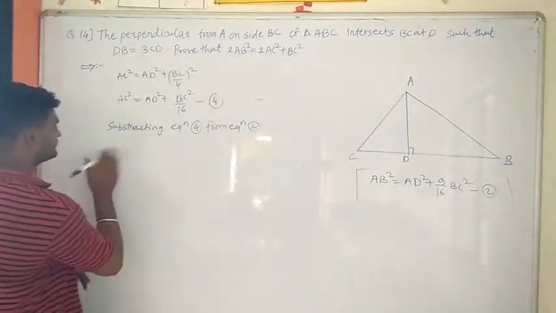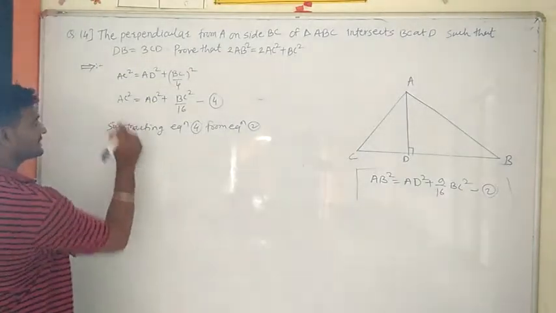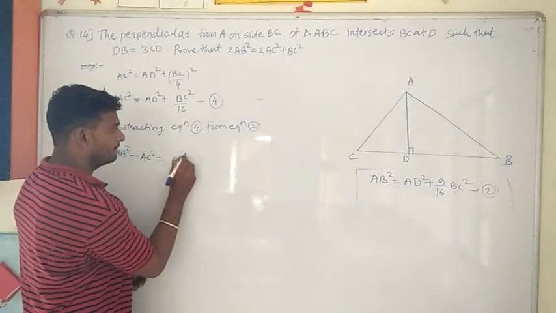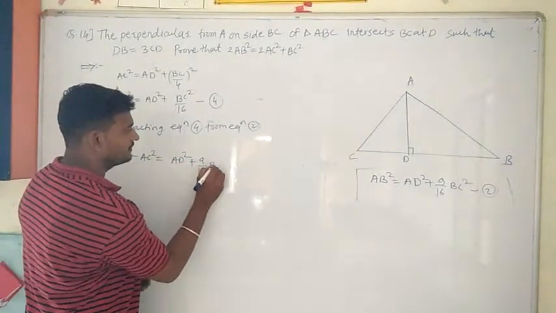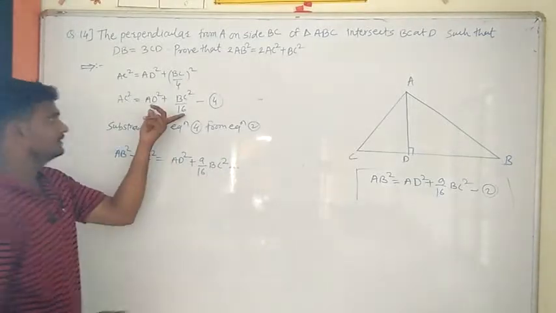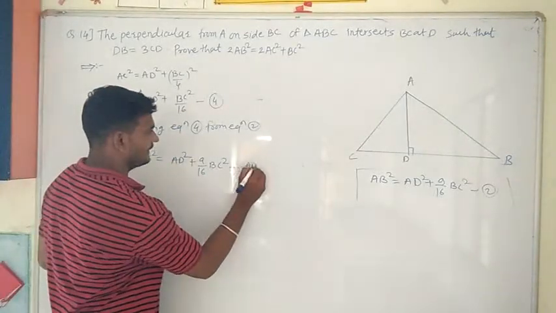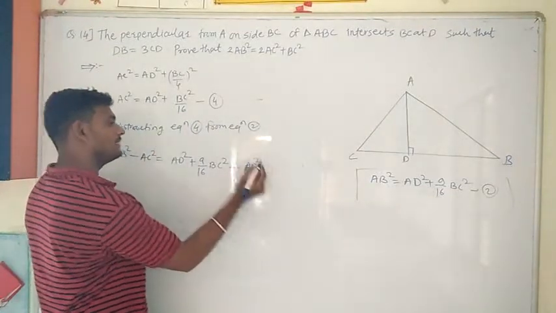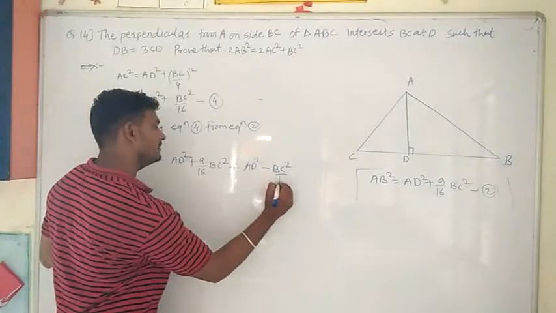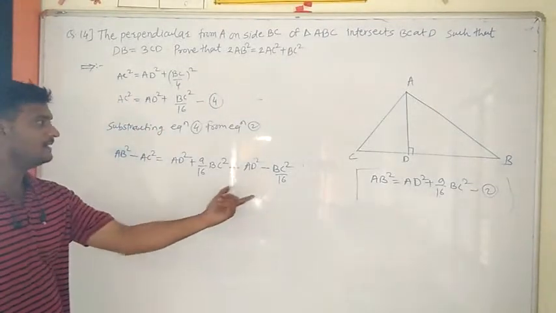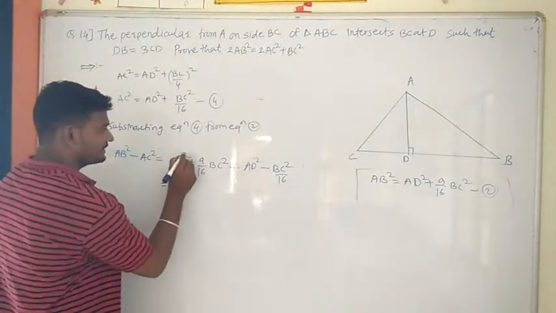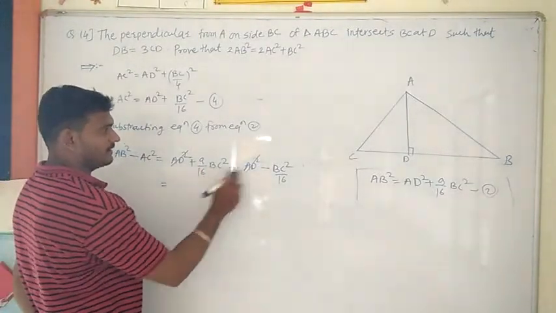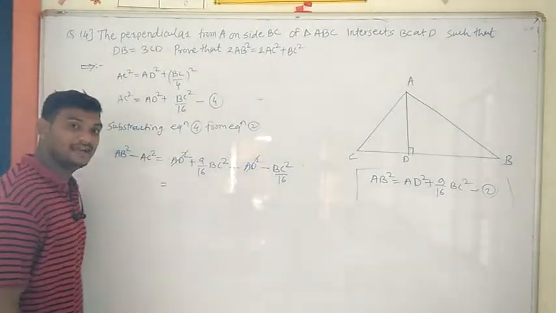AB square minus AC square is equal to AD square plus 9 by 16 BC square, minus this much we have to do here. Minus AD square: it is a plus, after subtracting it will become minus. Here it is plus, it also becomes minus. Minus BC square by 16 we got here. This plus AD square minus AD square get cancelled. Now 9 by 16 BC square minus BC square by 16 is equal to, can I write, 8 BC square by 16?